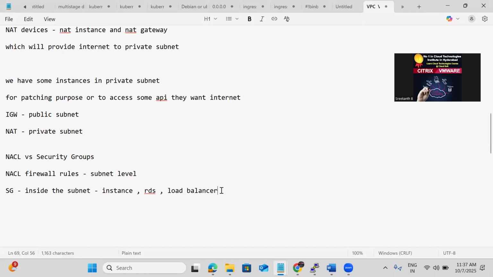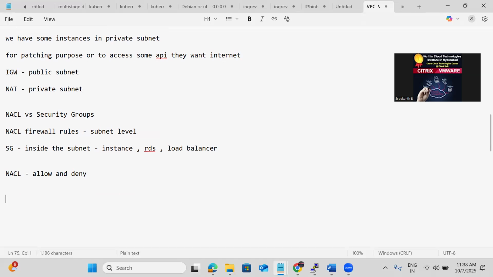Now in the NACL, we can configure both allow and deny rules, but in the security group, only allow rules are possible. So what is the meaning of allow and deny?